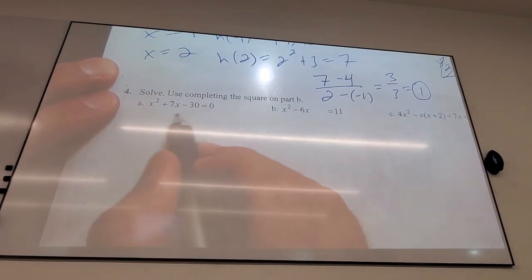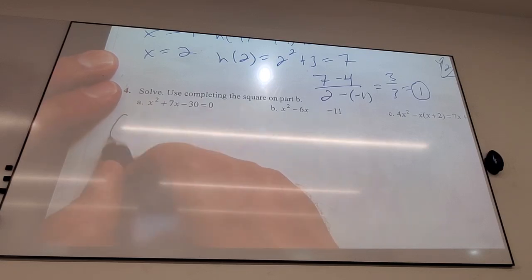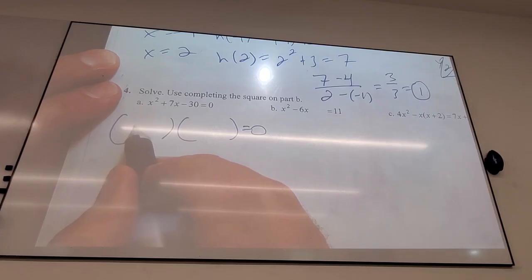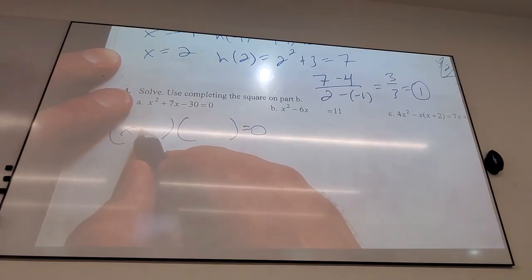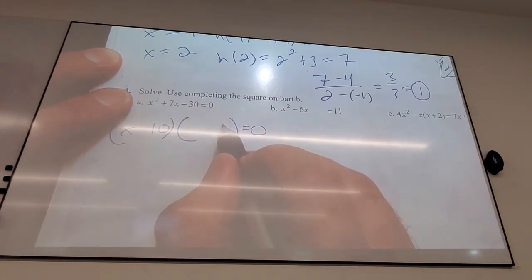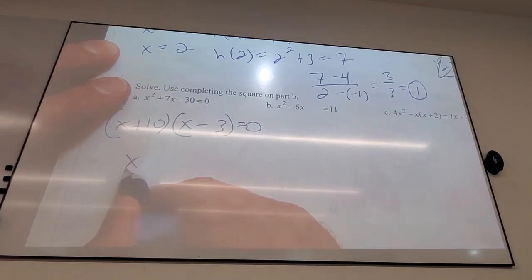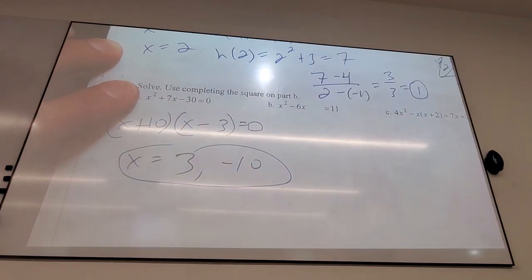So what would you do for this one? Don't go straight to the quadratic formula. Yeah, factor. In this case, they're opposite signs. But what are the numbers? 10 and 3. The 10's positive, the 3's negative. So then what are your answers? X is positive 3 and -10.